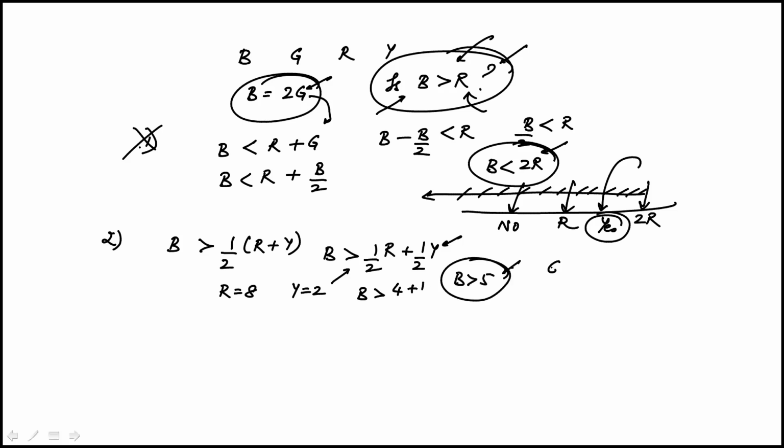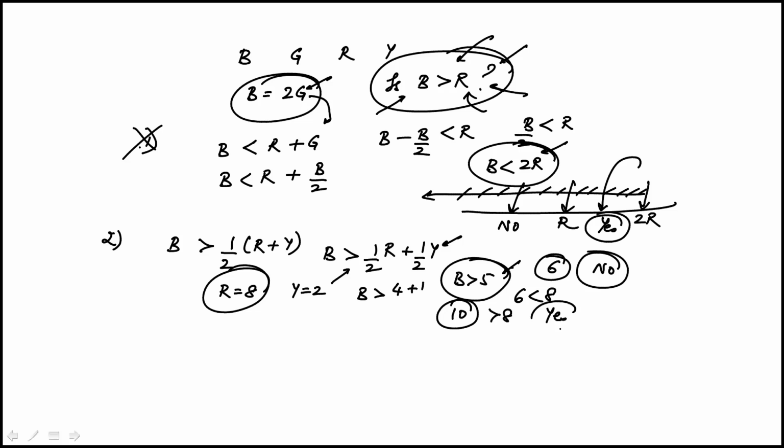Now, if B is 6, that answers the question as a no, because R is 8, and 6 would be less than 8. But if B was 10, that is greater than 8, and that would answer the question as a yes. So we have a yes and a no. 2 alone is insufficient.